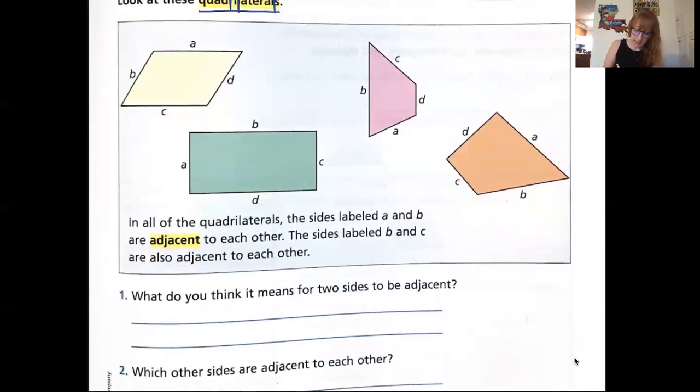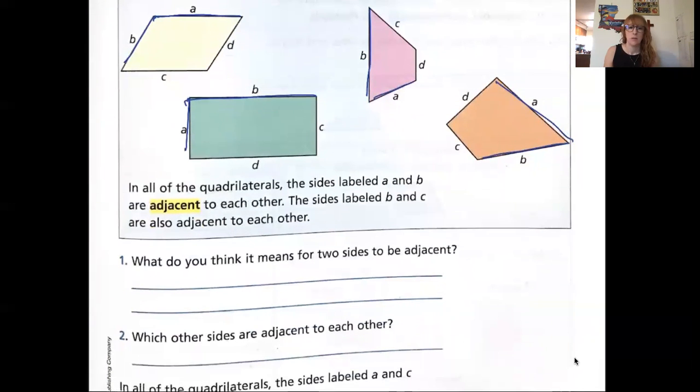Now, if we look at these shapes, these are all quadrilaterals, okay? And in all of these quadrilaterals, the sides labeled A and B are adjacent to each other. So this side A and this side B are adjacent to each other, okay? A, B, and then A, B. If we look at that and think what would make an adjacent side, we would say it looks like they're next to each other. And then they come together and they touch and create a vertex. So that's important to understand.